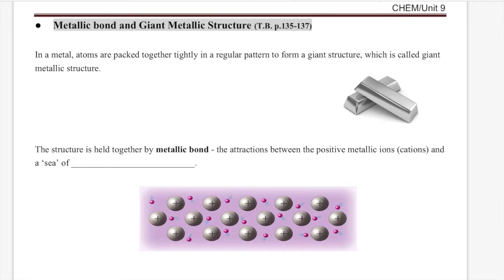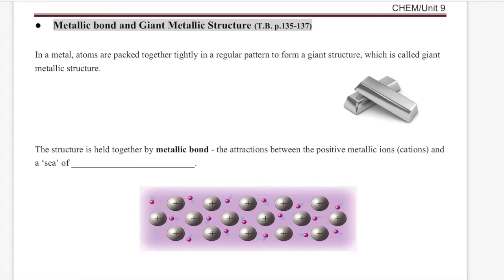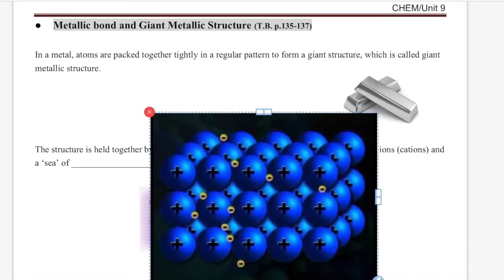In grade 9 you have learned there's bonding in metals. It's called the metallic bond. It's the electrostatic force between the metallic ions and the sea of delocalized electrons. If we're going to describe the structure for metals, we're not going to have a diagram that only shows one layer of metals, but different layers of metals stacked together. Here I'm going to attach a 3D photo demonstrating the metallic structure.